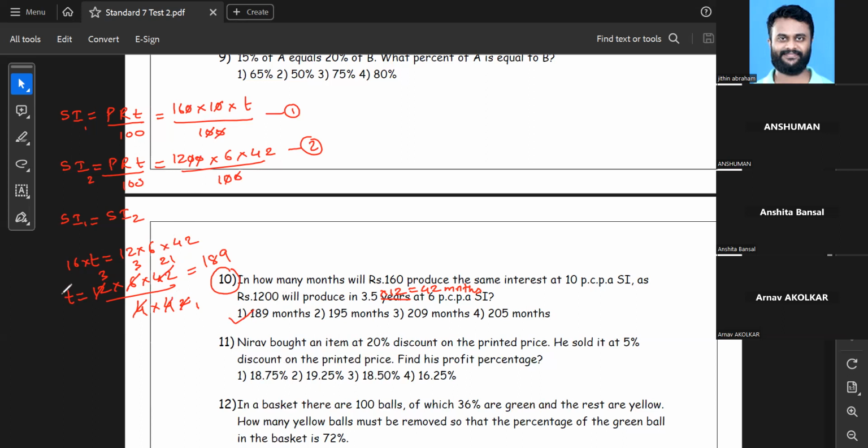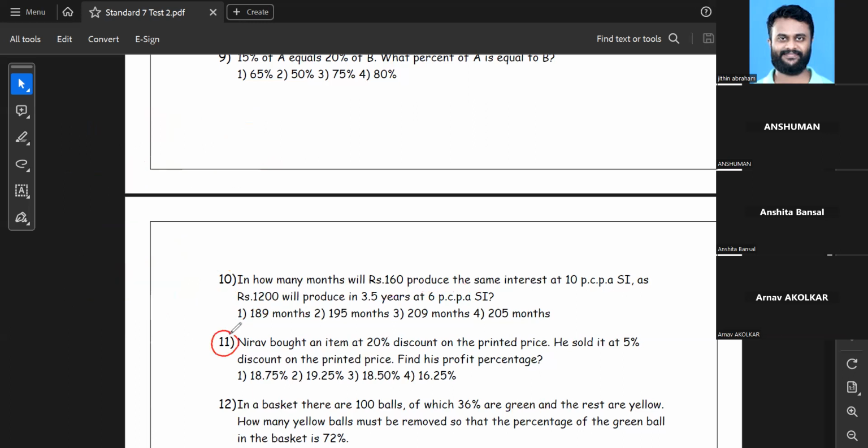Okay, let's proceed to the next question, dear children. Neerav bought an item at 20% discount on the printed price. He sold at 5% discount on the printed price. What is his profit percentage? So initially his 20% discount is basically what? I'll take the 100 below over here.